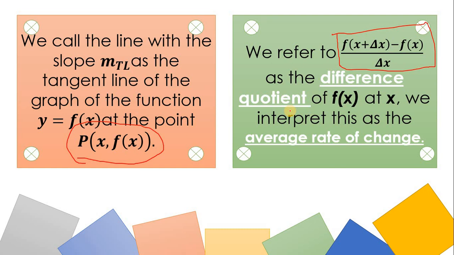That's how the derivative works. The difference quotient, this is the difference quotient: f of x plus change of x minus f of x, all over the change of x. That is your difference quotient, and that is interpreted as the average rate of change, how often your function changes.